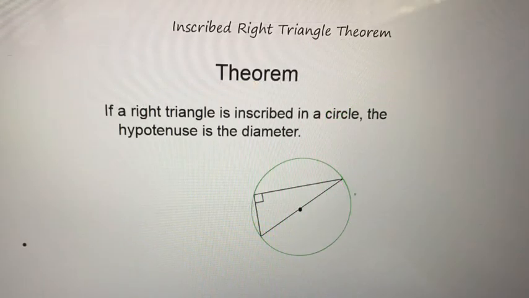The inscribed right triangle theorem. If a right triangle is inscribed in a circle, the hypotenuse is the diameter.